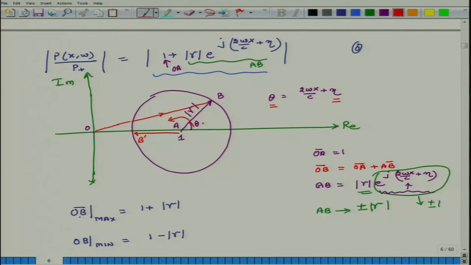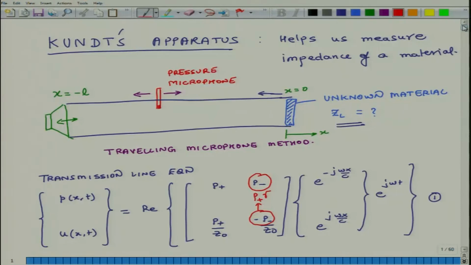At this location, what is the value of OB? It is 1 minus absolute magnitude of gamma, right. Physically, what does that mean? That in this tube, as I am moving my microphone from x is equal to 0 in this direction, there will be initially one location where the pressure is going to become minimum, and that will correspond to the value when theta equals minus pi.